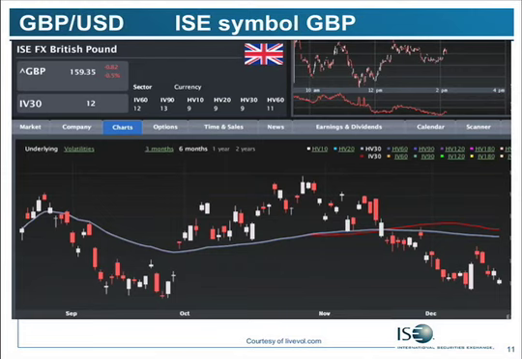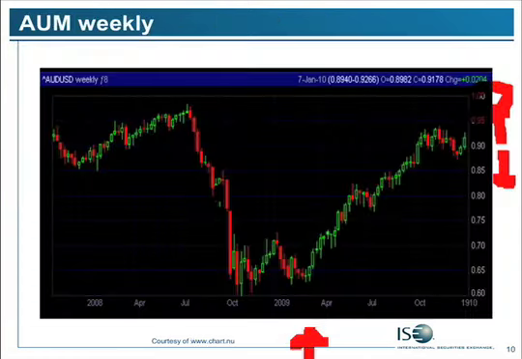Here's the Great British Pound against the U.S. dollar, and the dollar has actually been rallying in the daily chart, and that's the symbol there is GBP, and I didn't mention that the symbol of the Australian is AUM.